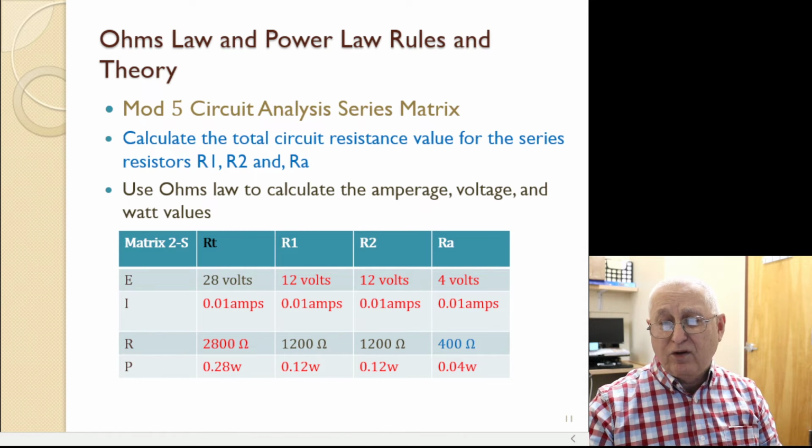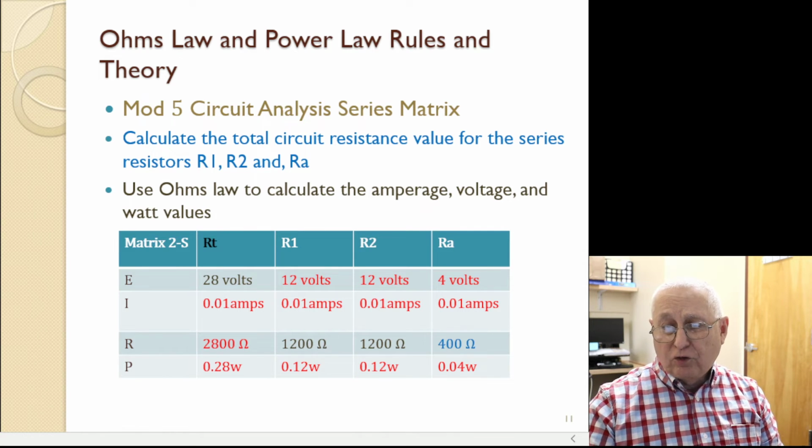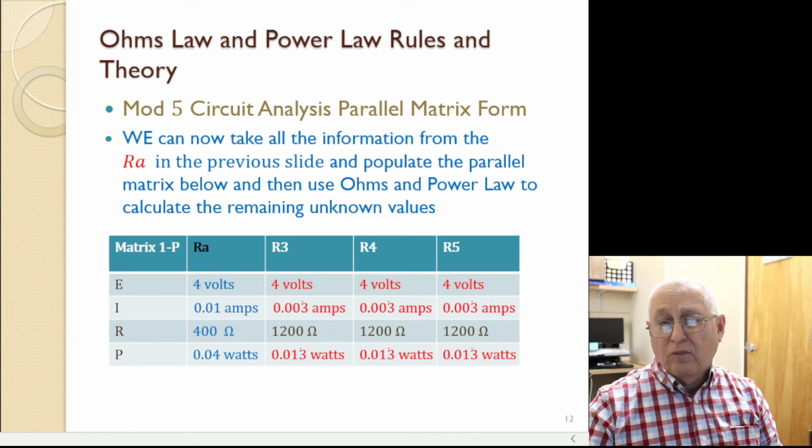Now we have everything that we need to know about R1, R2, and we also have the total circuit information, and we have, very importantly, this information, total information for RA: 4 volts, 0.01 amps, 400 ohms, and 0.04 watts. Looking at our first matrix, matrix 1-P, there's all our RA information. We just put it in.